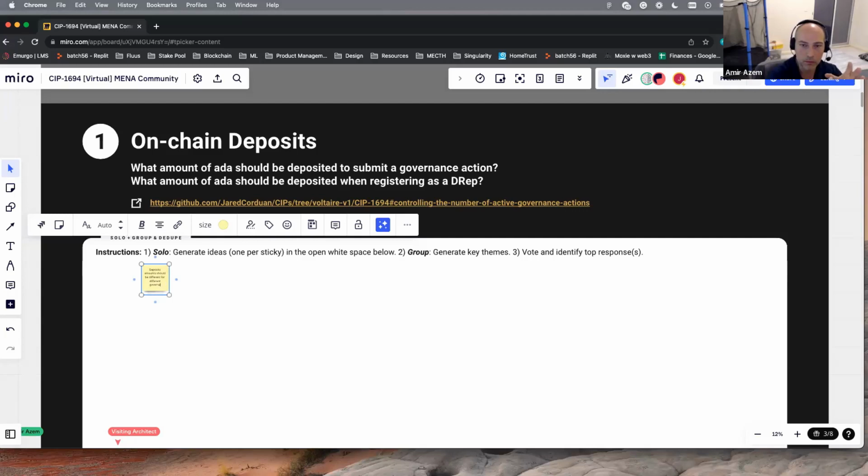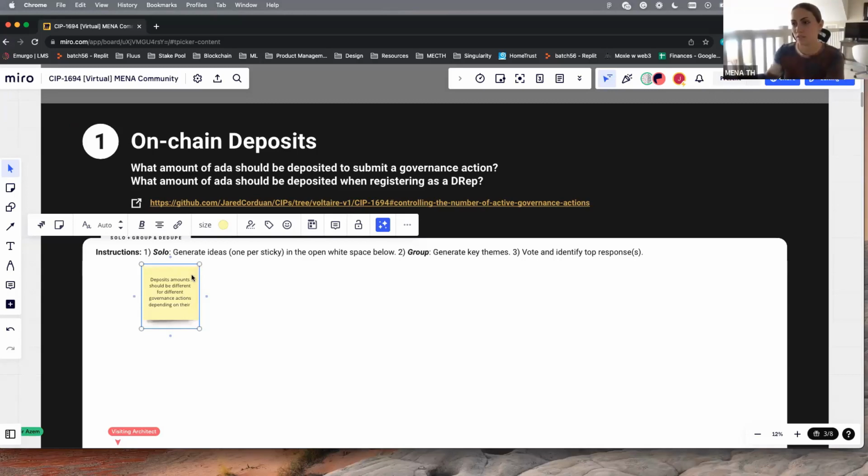So things like that, to limit them from happening over and over, could be really high up, but I don't have a number. That's the tough part to say, what is a high number in my mind. So the deposit amount should be different for different governance actions depending on the severity of their, like, what's the word?